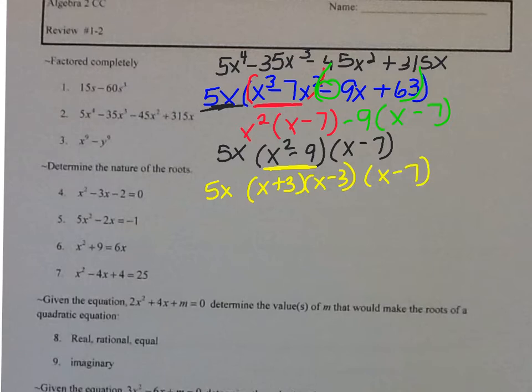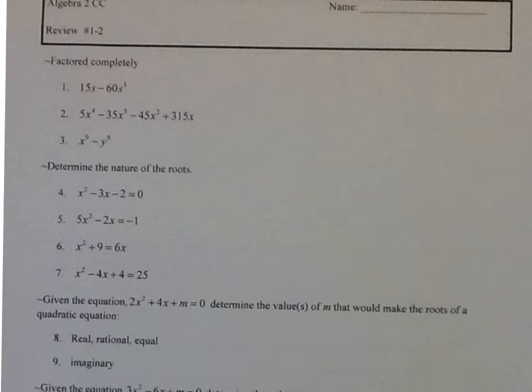All right, let's take a look at number 3. Number 3 is x to the 9th minus y to the 9th. I notice that it's only 2 terms. It is not the difference of 2 perfect squares because x to the 9th and y to the 9th are not perfect squares. Remember, they have to have even exponents. So is it perfect cubes? Yes, y to the 9th and x to the 9th are both perfect cubes.